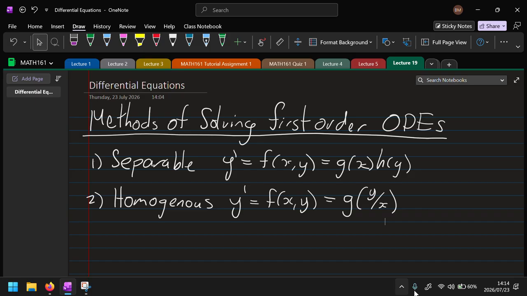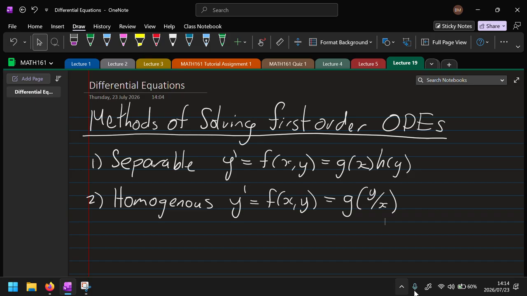And then we took all of the y stuff to one side, the x stuff to the other side, and we could solve that. We have two more to go through. The second one is when that right-hand side is homogeneous. We call it a homogeneous differential equation.